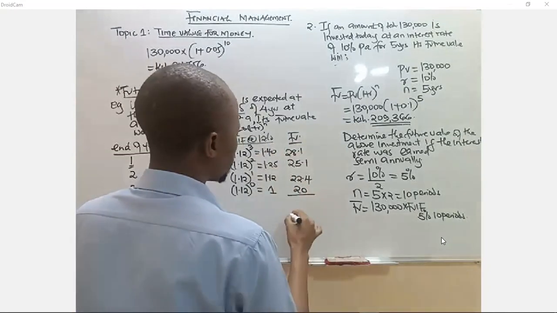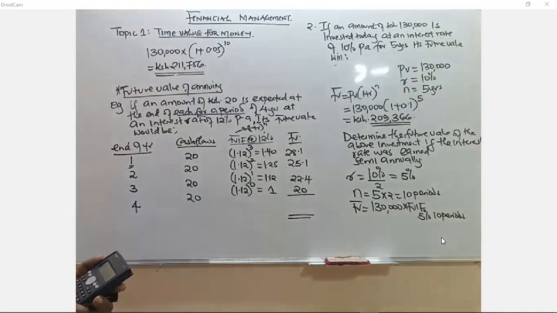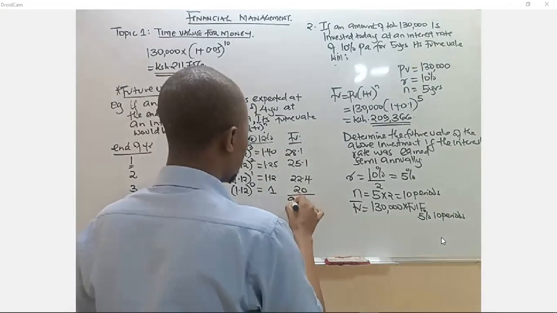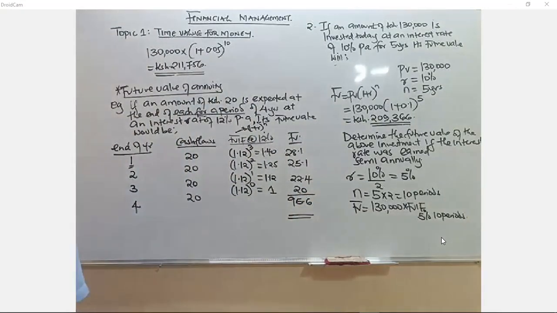So what is my future value? In this case, it will be 20 plus 22.4 plus 25.1 plus 28.1, getting 95.6.